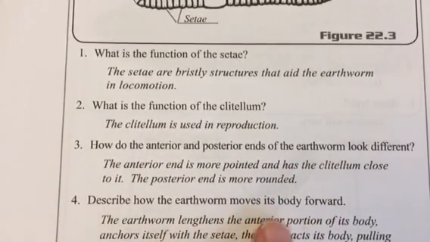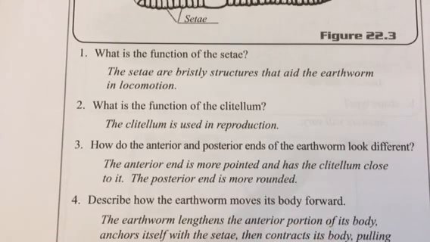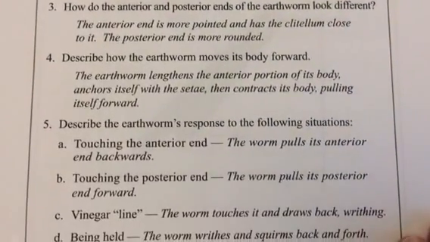Describe how the earthworm moves its body forward. The earthworm, I love the way they put this in here, the earthworm lengthens the anterior portion of its body, anchors itself with the setae, then contracts its body, pulling itself forward. I love that description.